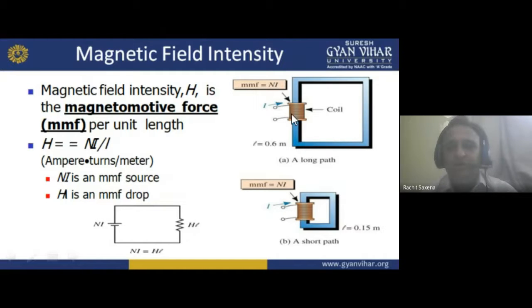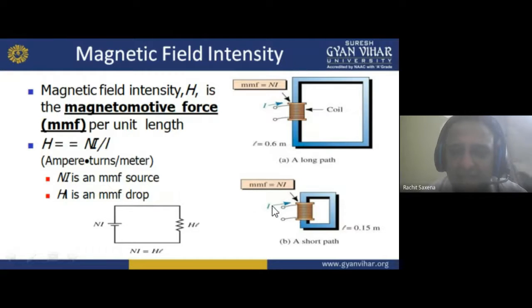Now length is given to you, that is 0.6. Now ampere turn per meter. Ni is an MMF source, as you all know. Ni is basically the ampere turn. Here the length is given to you, for example, 0.6. So Ni by 0.6 is your intensity in this.